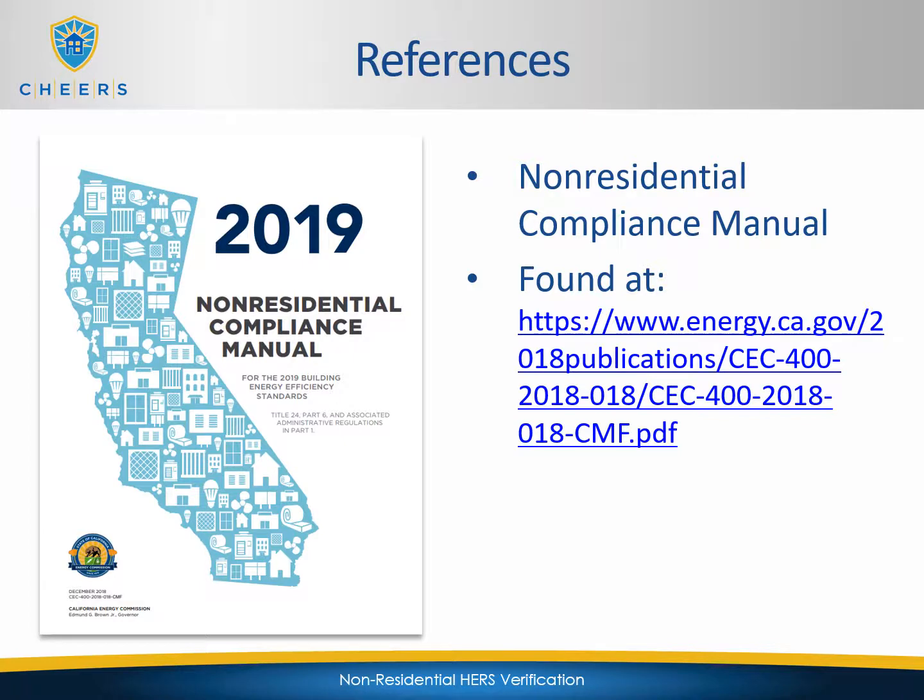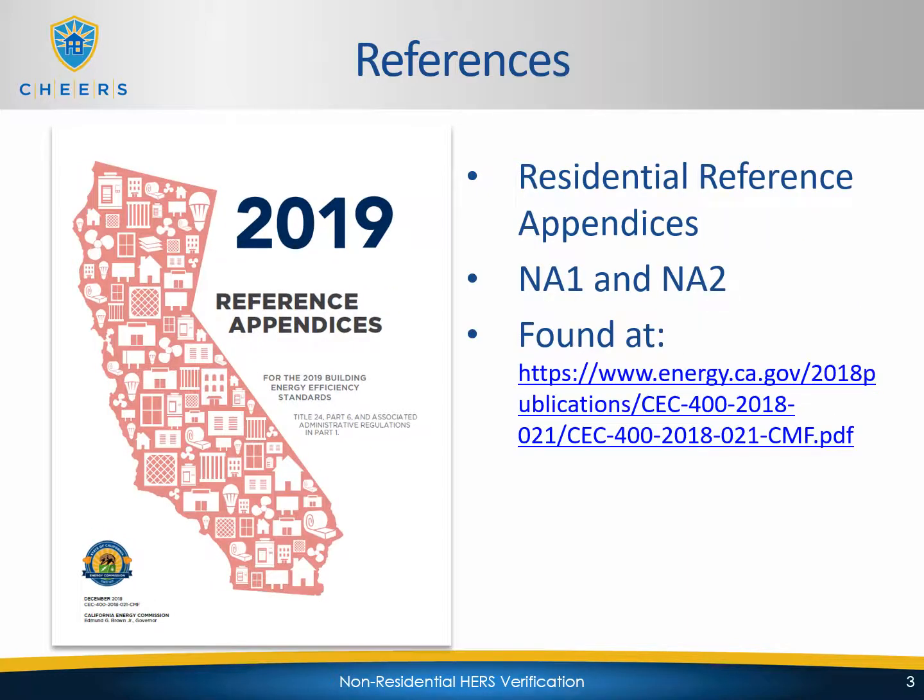The material in this training was taken from two reference sources. The first is the Non-Residential Compliance Manual. It can be found at the Energy Commission's website at the link listed below. And the second is the Residential Reference Appendices, sections NA1 and NA2, which is the Non-Residential Appendices 1 and Non-Residential Appendices 2. They're both found in the same manual, and it can also be found on the Energy Commission's website at the link listed below.